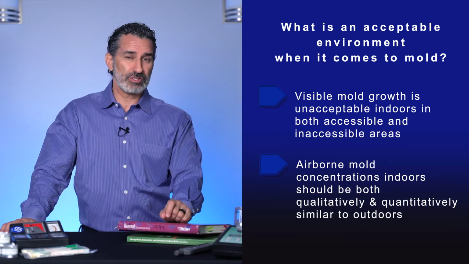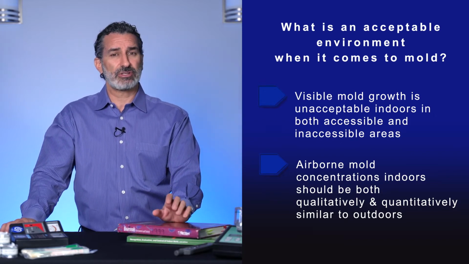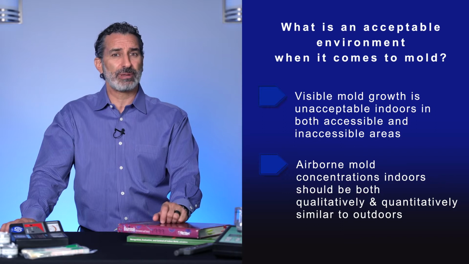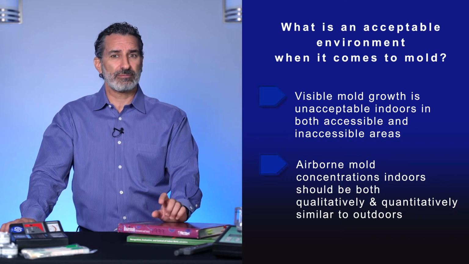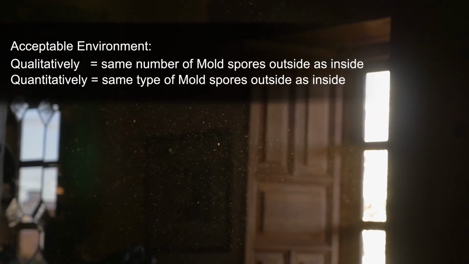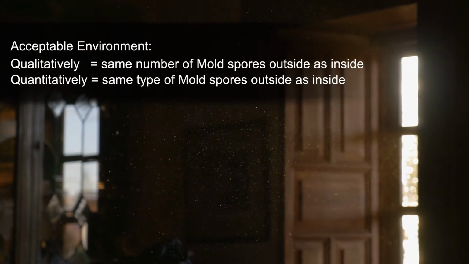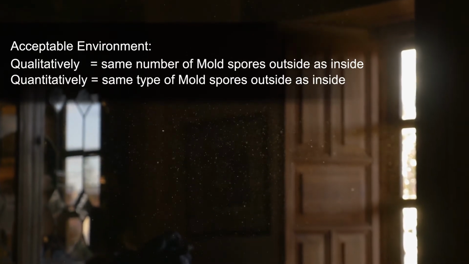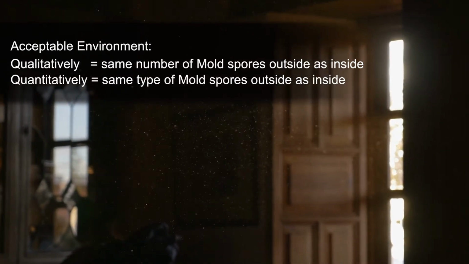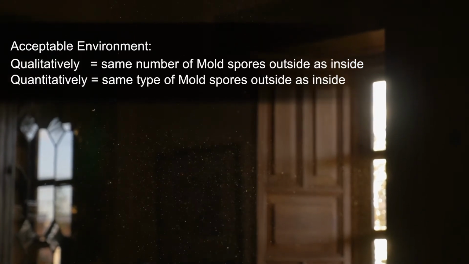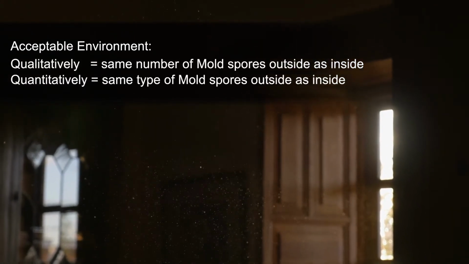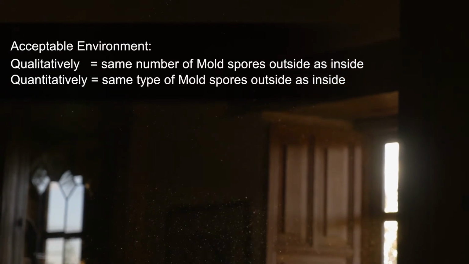You might have an allergic response because you may be susceptible to allergies, but what you want to make sure is that there's no visible mold growth in your buildings, and that the air inside your buildings is as good or better than the air outdoors when it comes to mold, both quantitatively and qualitatively. What do I mean by that? Quantitatively, they should be the same numbers. If it's 1,000 outside, it should be 1,000 or less inside, ideally. And qualitatively, what types of mold are growing? If it's aspergillus outside, it should be aspergillus mostly inside. If it's penicillium mostly outside, it should be penicillium mostly inside.